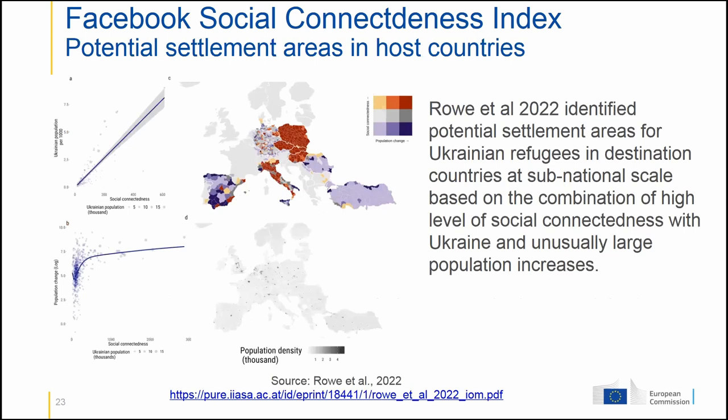This is just another example of a study that employed this social indicator to study migration. It's a work made by Rau et al., and they identified potential settlement areas in those countries based on the social connectedness measured by Facebook and the increase of population in the various areas. So in red, you find what the authors think are the potential settlement areas for Ukrainian refugees. And this would help anticipate, for instance, the migratory flows or help managing the migratory flows.